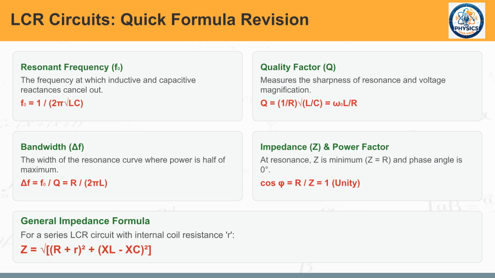Note the expressions for resonant frequency, quality factor, and bandwidth. At resonance, impedance is minimal, and the power factor is unity. The general impedance formula for a circuit with internal coil resistance is also provided.